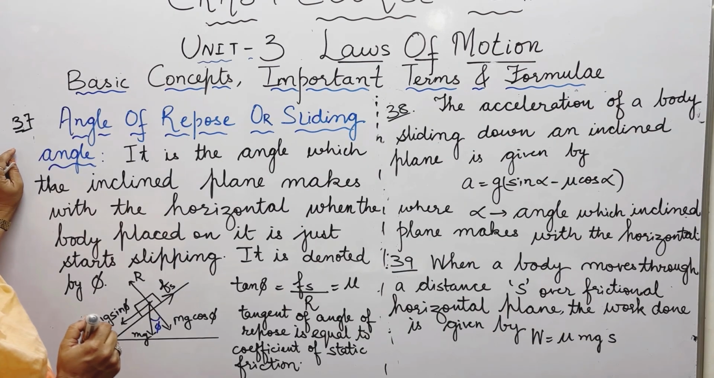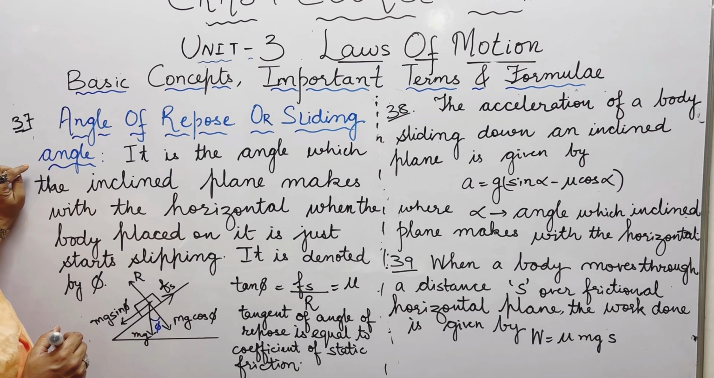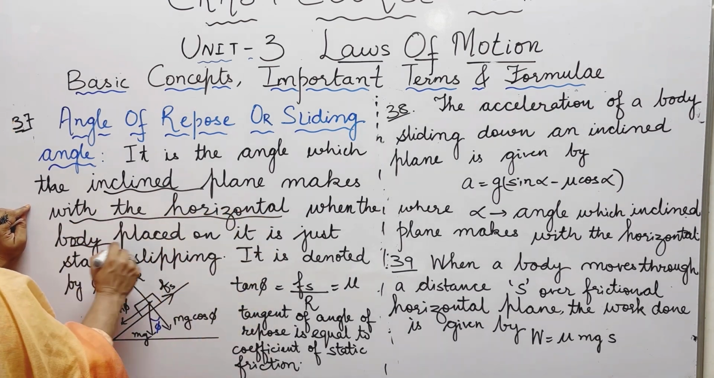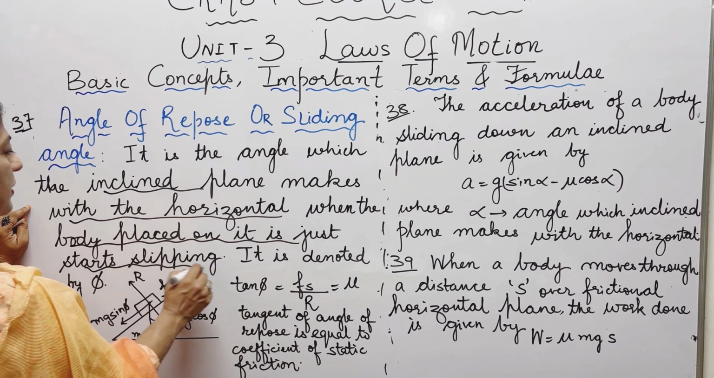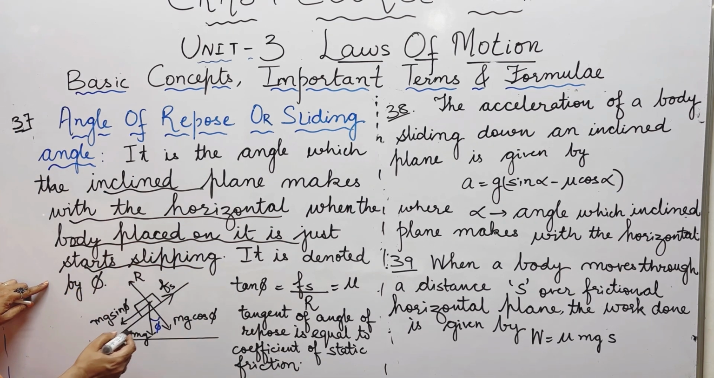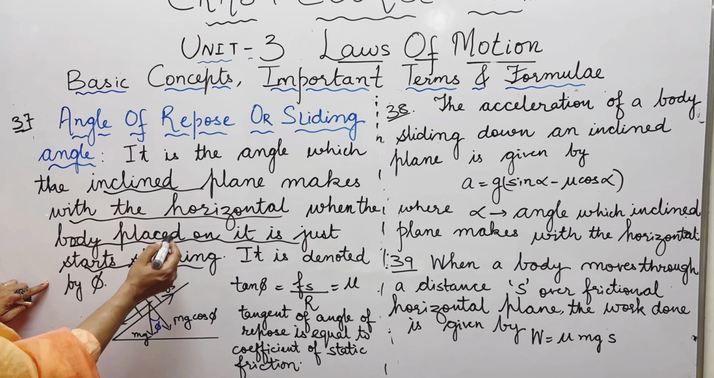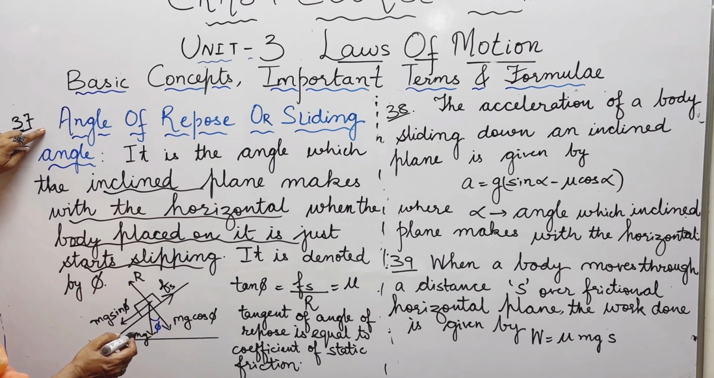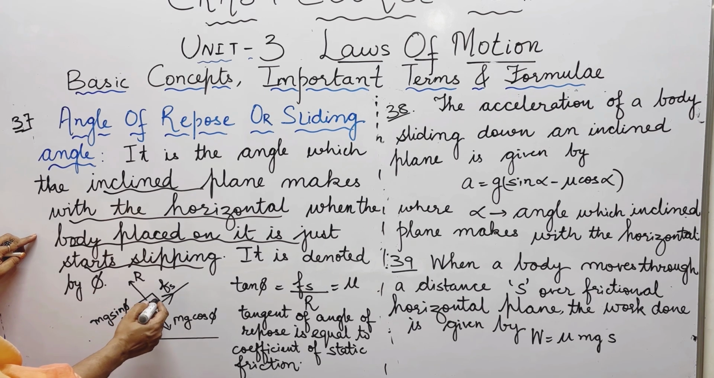The next is the angle of repose or the sliding angle. It is the angle which the inclined plane makes with the horizontal when the body placed on it just starts slipping. It is denoted by phi. You can see this is the body that is just going to start slipping, and the weight mg is acting in the vertical downward direction. R is the normal reaction, and this angle phi is the angle of repose or sliding angle. The body is slipping in this direction and the frictional force is in the upward direction.